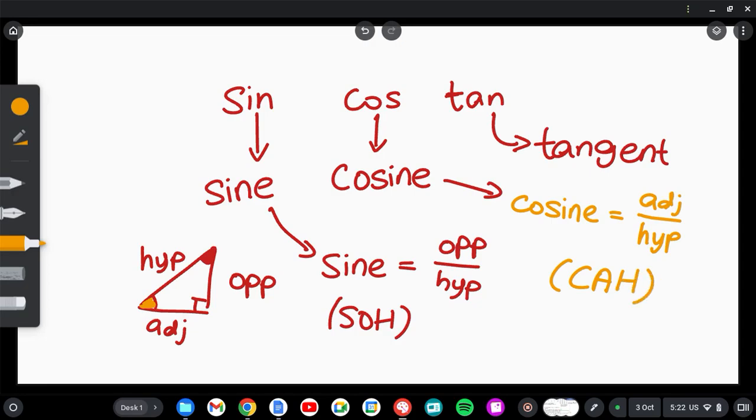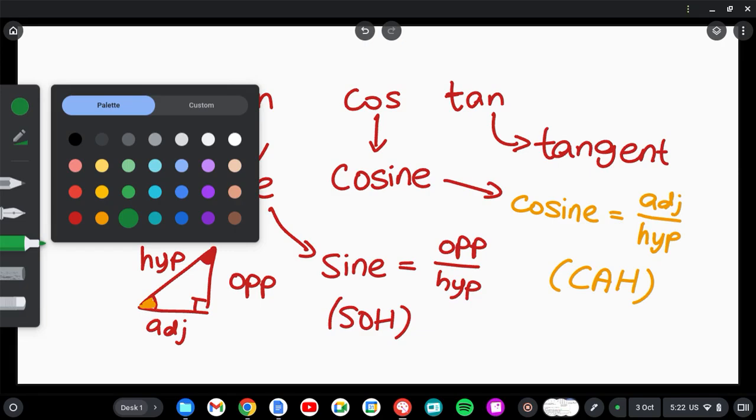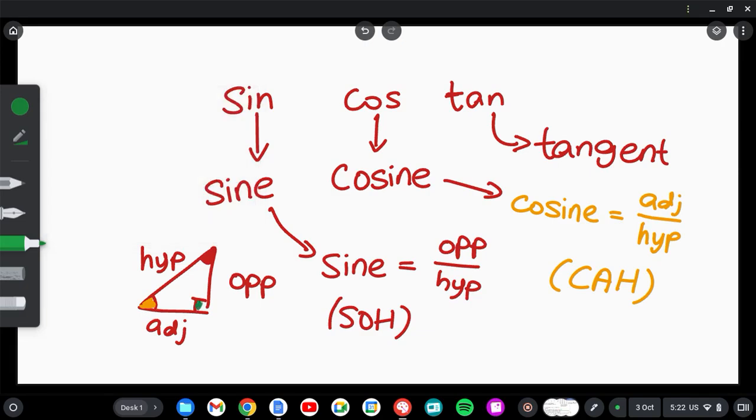And the last one is tangent. So tangent will be this one, only formed by the legs. So you must write tangent is equal to opposite over adjacent. This is known as tua, like Toa Payoh. Tua as in Toa Payoh. Understand?